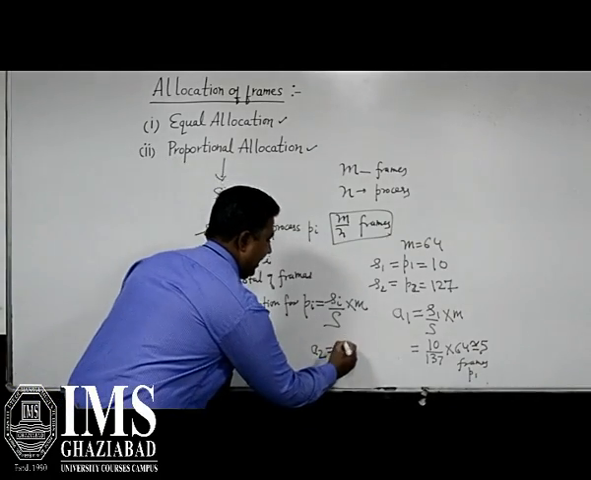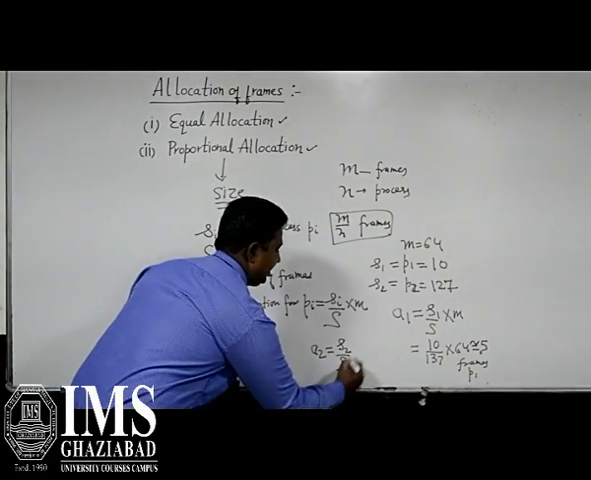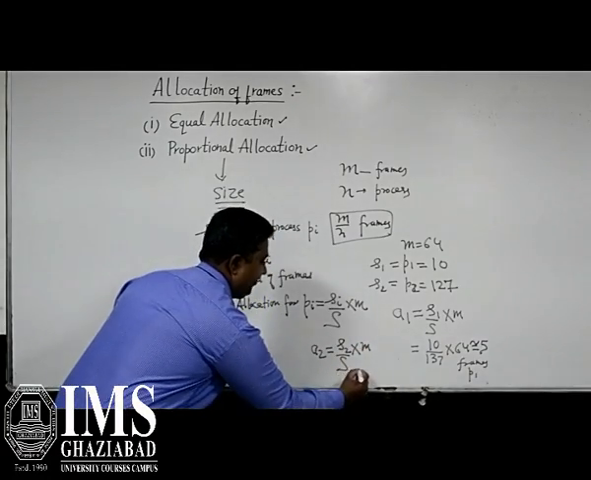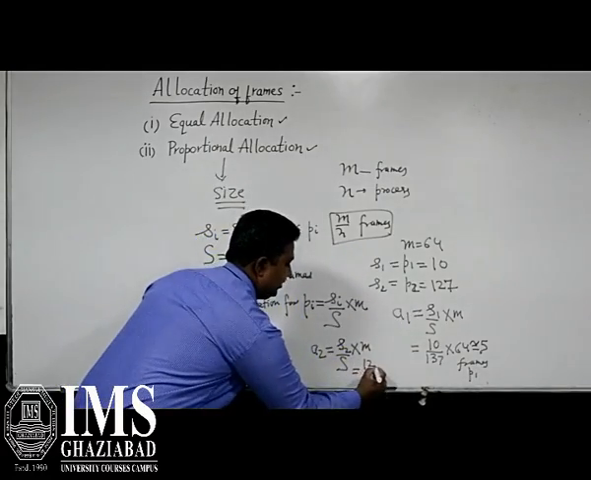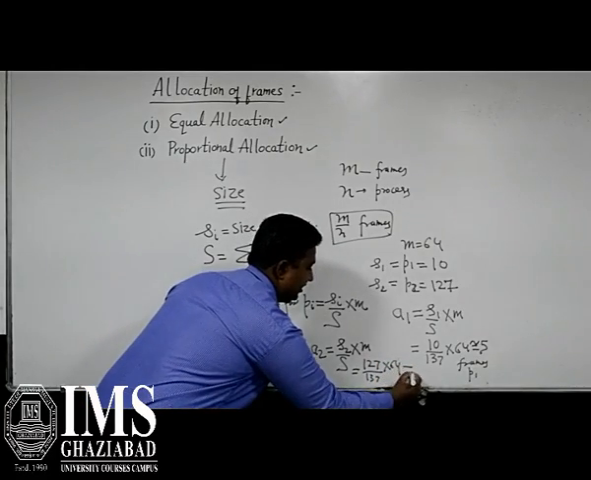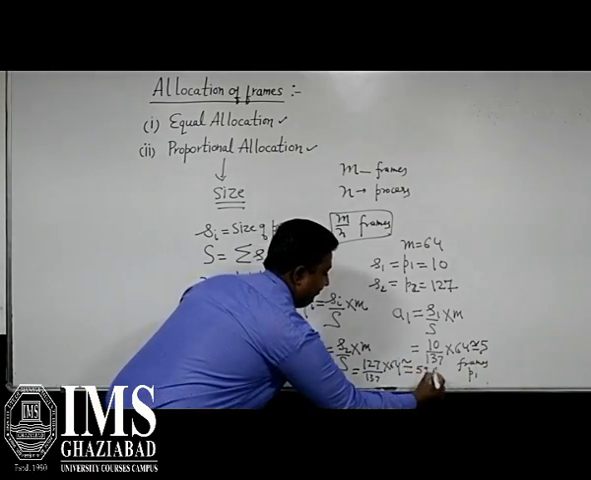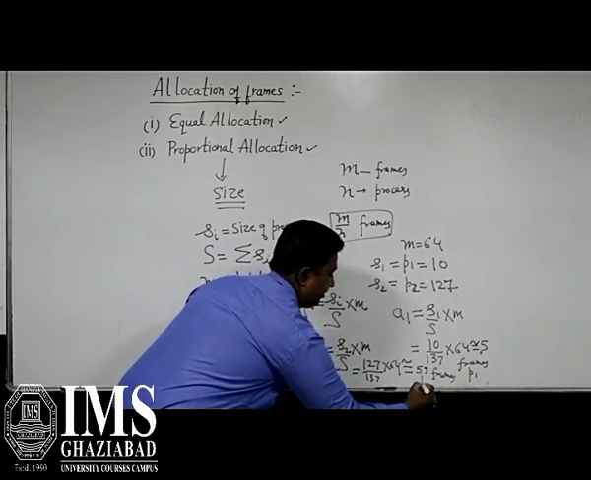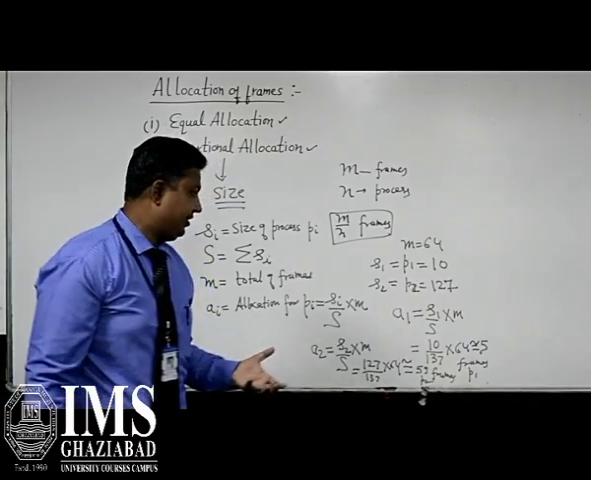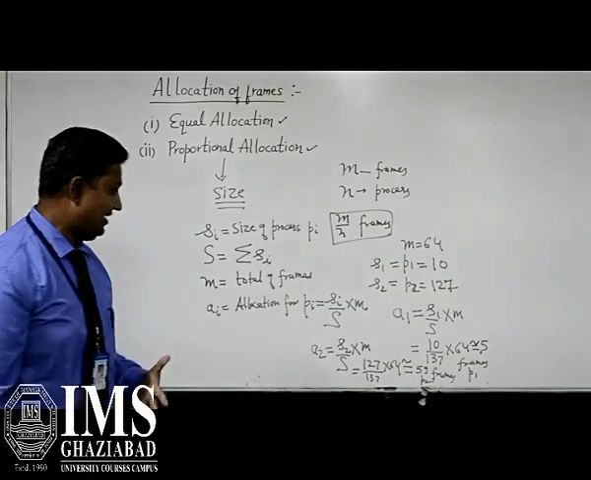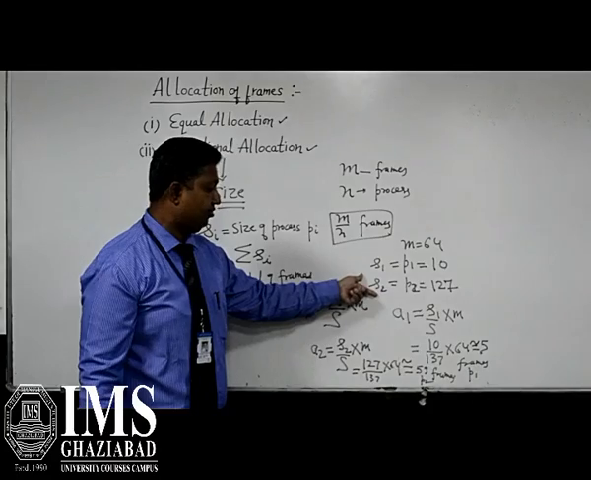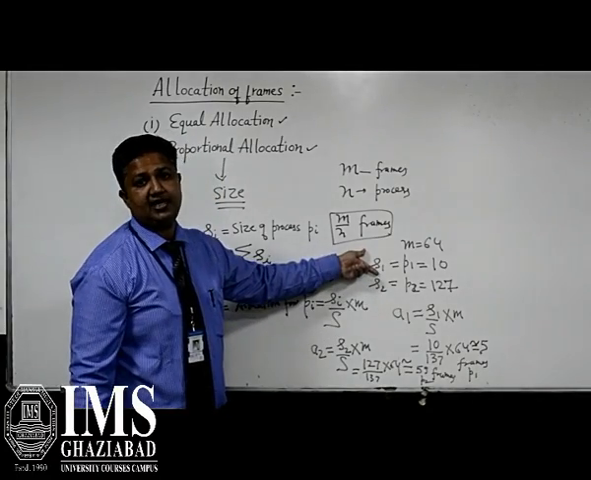Similarly, I can calculate the allocation for process P2. It is S2 divided by capital S multiplied by M, so S2 is 127 divided by 137 multiplied by 64. This is nearly 59 frames for process P2. Here we can easily understand that the number of frames required for process P1 is less compared to process P2, because the size of process P2 is large compared to the size of process P1.